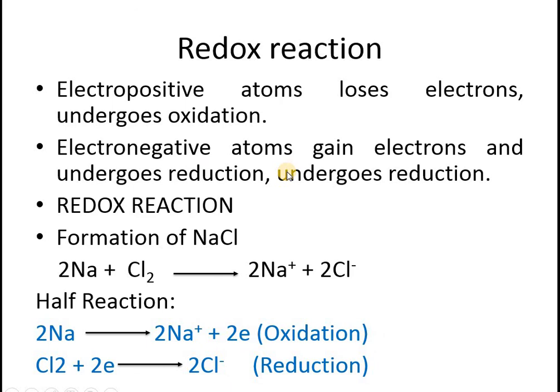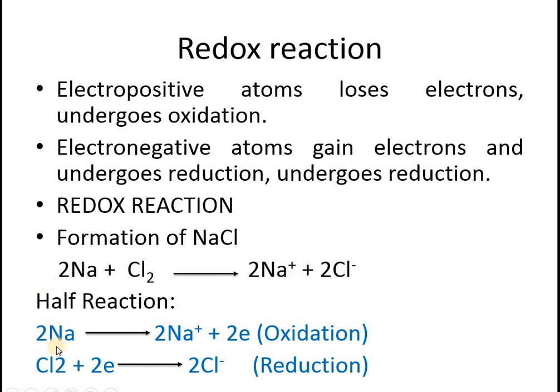Now there is one term called redox reaction. Generally electropositive atoms lose electrons, undergo oxidation, because they are reducing agents. Electronegative atoms gain electrons, undergo reduction, and they are oxidizing agents. And this particular reaction is called a redox reaction. Now in case of formation of sodium chloride, you see it is 2Na plus Cl2, you get 2Na plus and 2Cl minus. So you get 2NaCl if you want to balance.